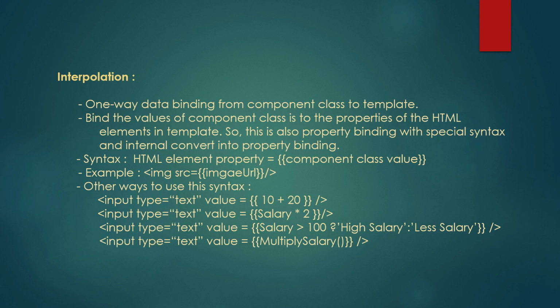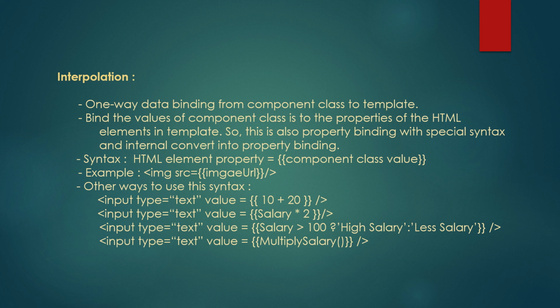Interpolation is basically one-way data binding, so the data passes from the component class to the template. Basically, the values from the component class are bound to the HTML element properties. So this is also a property binding with some special syntax. Okay, what is the syntax? Within the HTML element we need to write the element property is equal to, and within double curly braces we need to write the component class value.